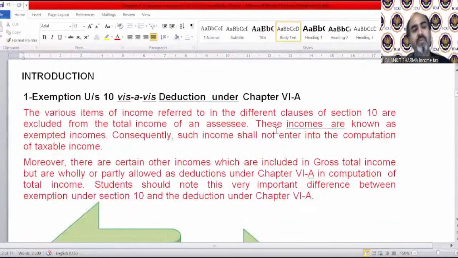So introduction: exemption versus deduction, section 10 vis-a-vis chapter 6. There is one thing that is called deduction. There is one thing that we call exemption. So exemption and deduction are differentiated. In both cases, we do not need to pay tax on it. But exempted incomes will not form part of your GTI, your gross total income. And deduction will form part of your GTI, but after that we will deduct that part. So we need not pay tax on both, but they have different treatment.